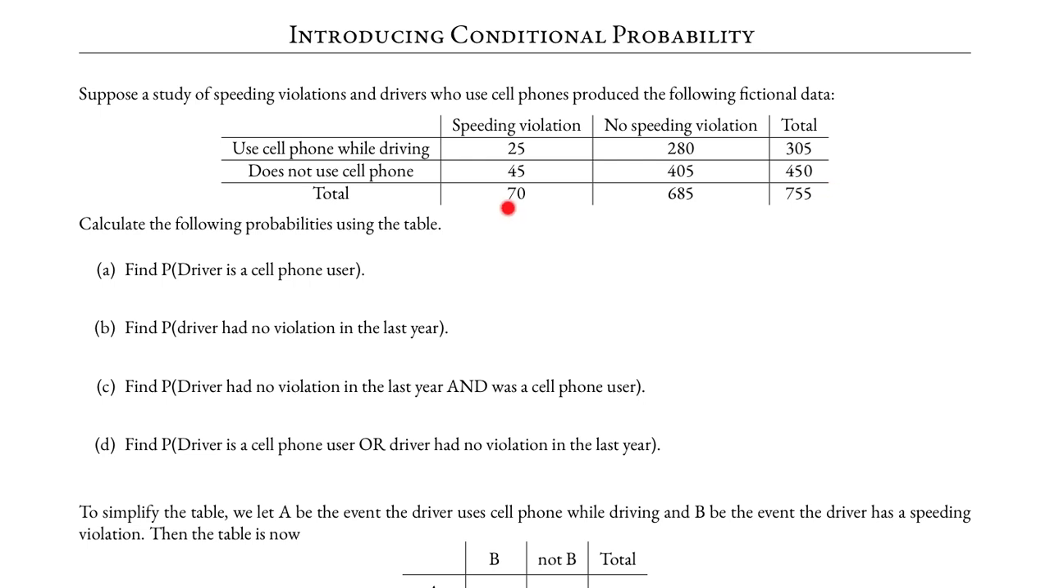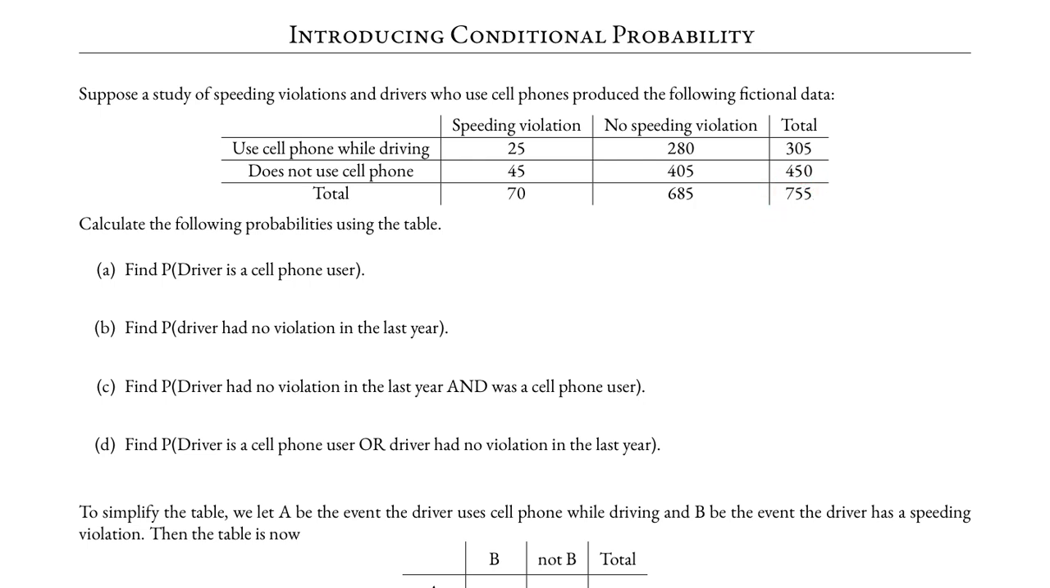Similarly, there are a total of 70 people who got the speeding violation. Out of these 70 people who got the speeding violation, 25 people use a cell phone while driving and 45 people do not use a cell phone. There are 685 people who got no speeding violation. Out of these 685 who got no speeding violation, 280 use a cell phone while driving and 405 do not use a cell phone. There are a total of 755 individuals in this sample.